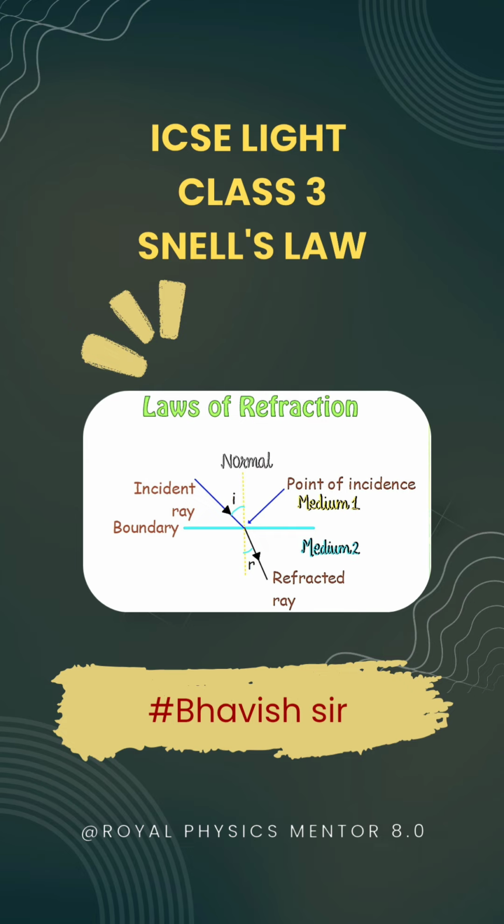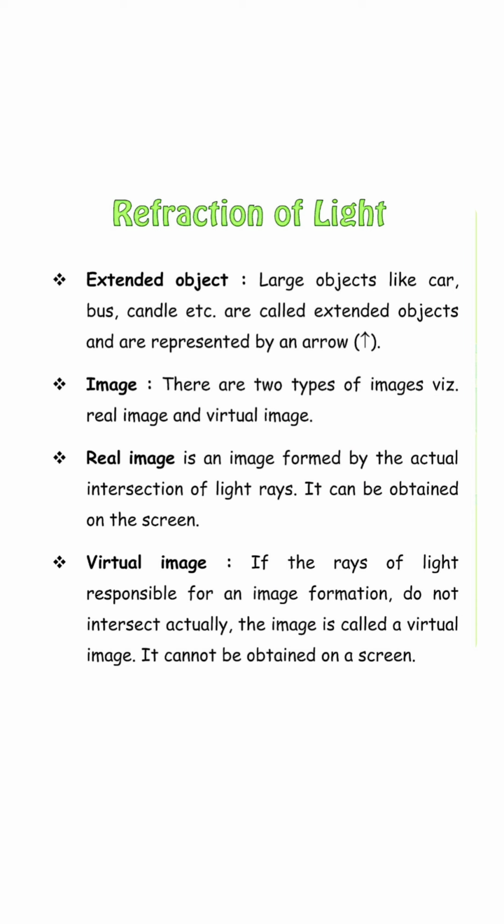In the previous video, we studied the meaning of refraction and related examples. In this video, we are going to study the laws of refraction. First, we need to understand these terms. What is the meaning of extended object? Large objects like a car, bus, or candle are called extended objects and are represented by an arrow symbol. So that we call it an extended object.